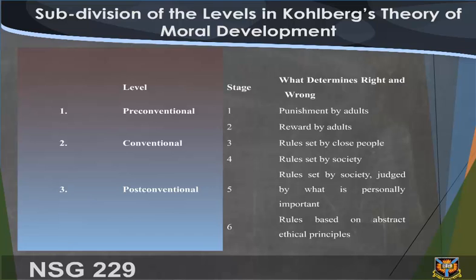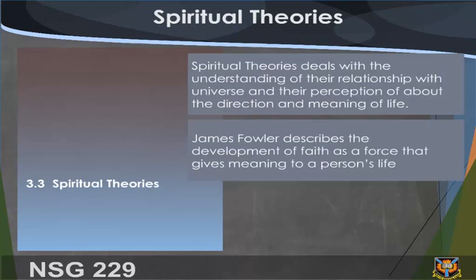Subdivision of the levels in Kohlberg's theory of moral development. Level 1, Pre-conventional. Level 2, Conventional. Level 3, Post-conventional. Stage 1. What determines right and wrong? 1. Punishment by adults. 2. Reward by adults. 3. Rules set by close people. 4. Rules set by society. 5. Rules set by society judged by what is personally important. 6. Rules based on abstract ethical principles.